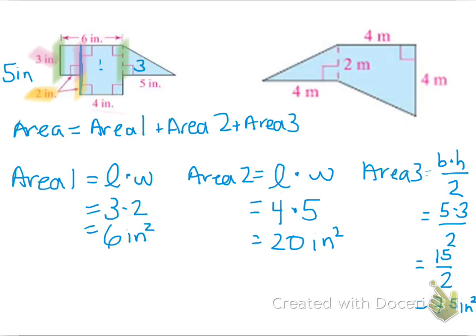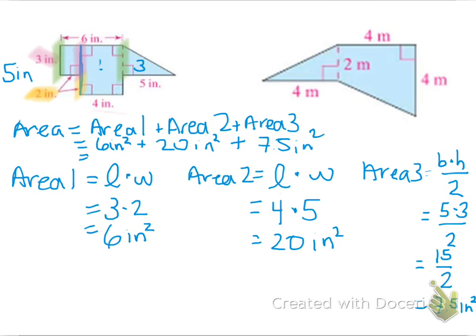So our area for our whole shape is equal to area 1, which we found out is 6 inches squared, plus area 2, which we found out is 20 inches squared, plus area 3, which we know is 7 5/10 inches squared. Now we need to add them together.